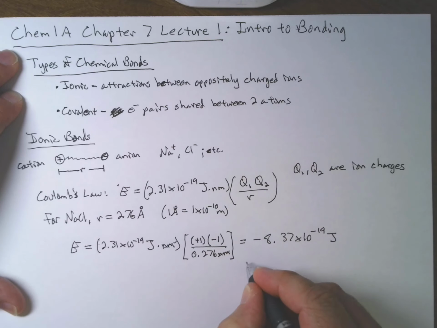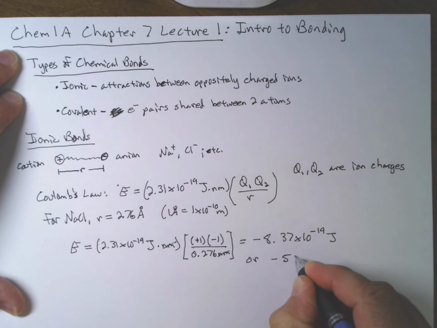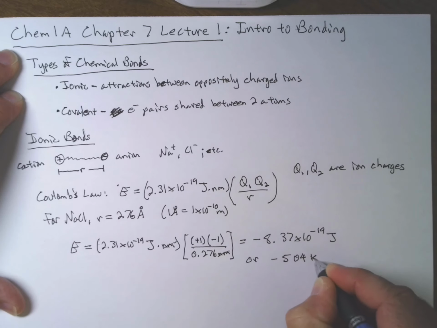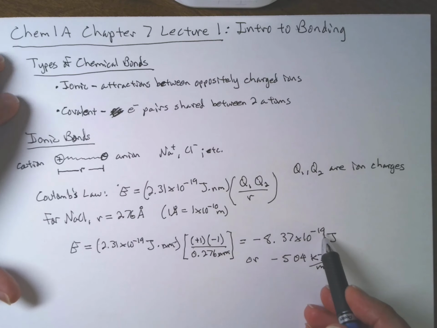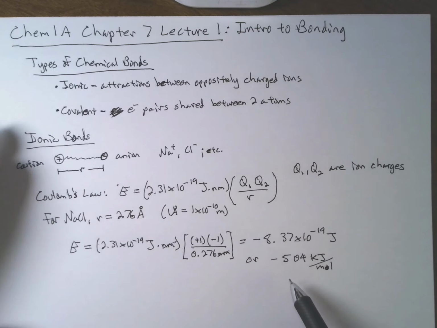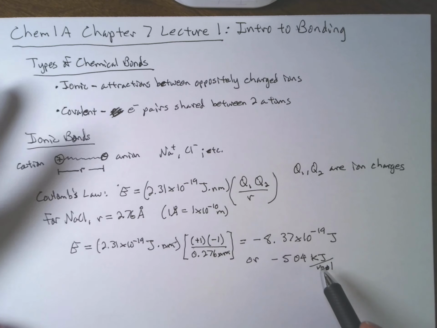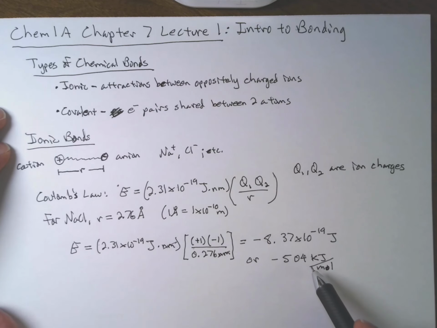For a mole of sodium chloride, it ends up equaling -504 kilojoules per mole. So if we multiply this number, the -8.37 times 10^-19, by Avogadro's number, 6.02 times 10^23, we end up getting -504,000 joules per mole, or -504 kilojoules per mole.